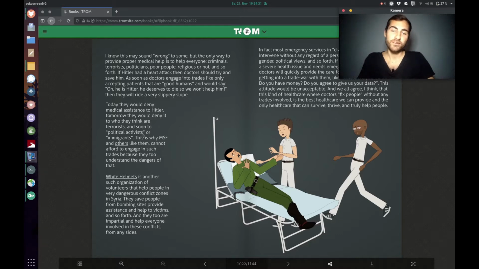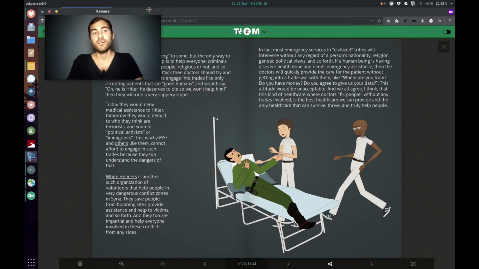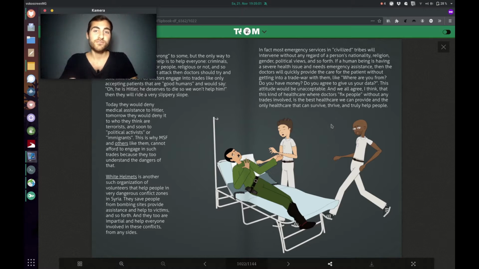Another example of this is White Helmets, because they go into conflict zones, like in Syria, for example, and they also treat people from both sides. So it doesn't matter if you're a civilian or a terrorist, or from this side or from that side. They just help human beings, and that's it. And the TROM superhero says that I think we all agree that this kind of healthcare, where doctors fix people without any trades involved, is the best healthcare we can provide, and the only healthcare that can survive, thrive, and truly help people.